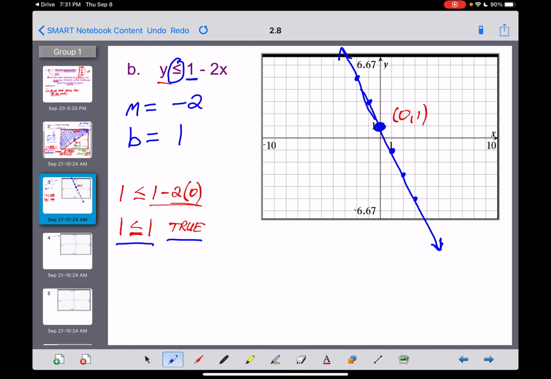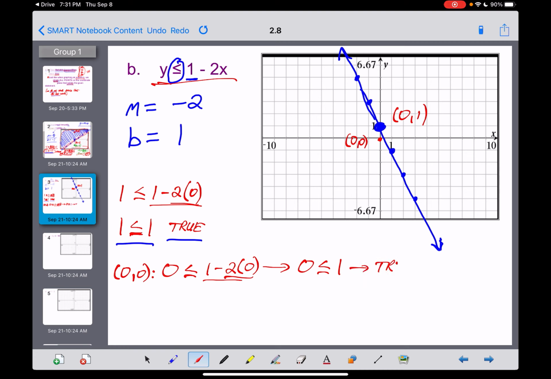Okay, we still have to decide whether we're shading above or below this line. So in this case, let's pick another ordered pair. And again, guys, I'll stick with what I said. The origin is always the easiest point to work with. Let's find out if the origin works or not. So when we test (0, 0), our y-coordinate 0 is less than or equal to 1 minus 2 times 0. What's that going to do for us? 0 is less than or equal to 1 minus 0, which is 1. That statement, 0 is less than or equal to 1, is true.